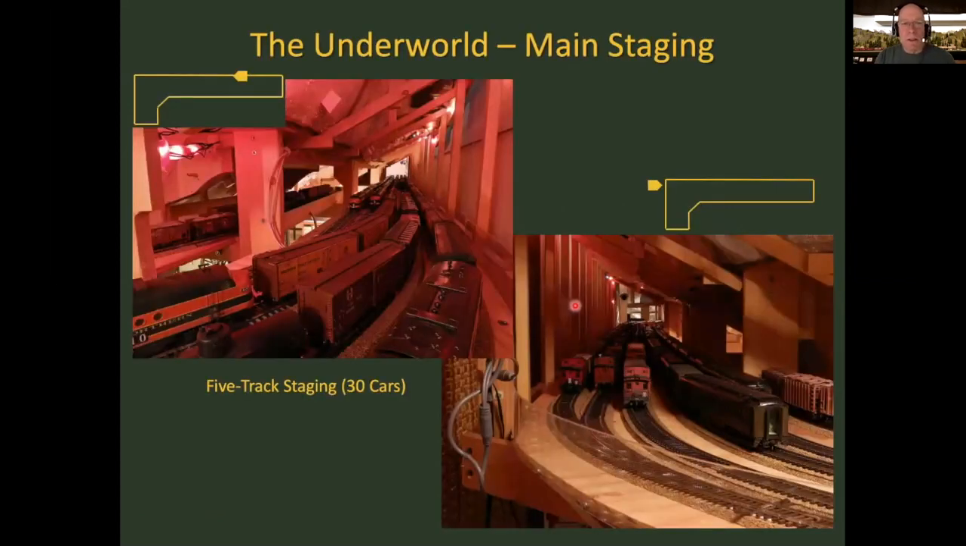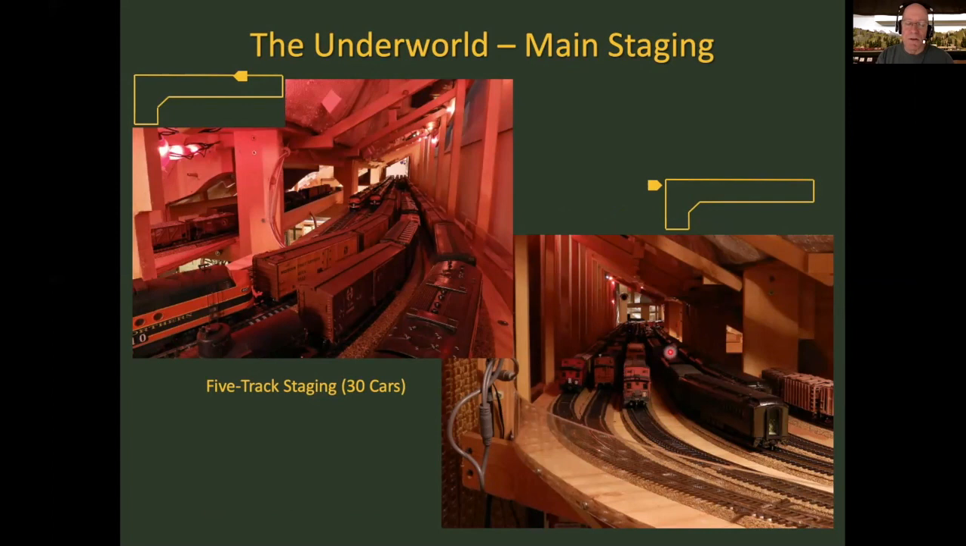Underneath in the staging, this gives you a sense of that 5-track staging area. This is looking down staging from one end, from one of the access areas, and then a 3-track staging yard off to the left here. This was actually built after the hardshell was in place, and I realized just how much volume was under the layout and how you can never have enough staging. So I was able to stuff this under the hardshell.